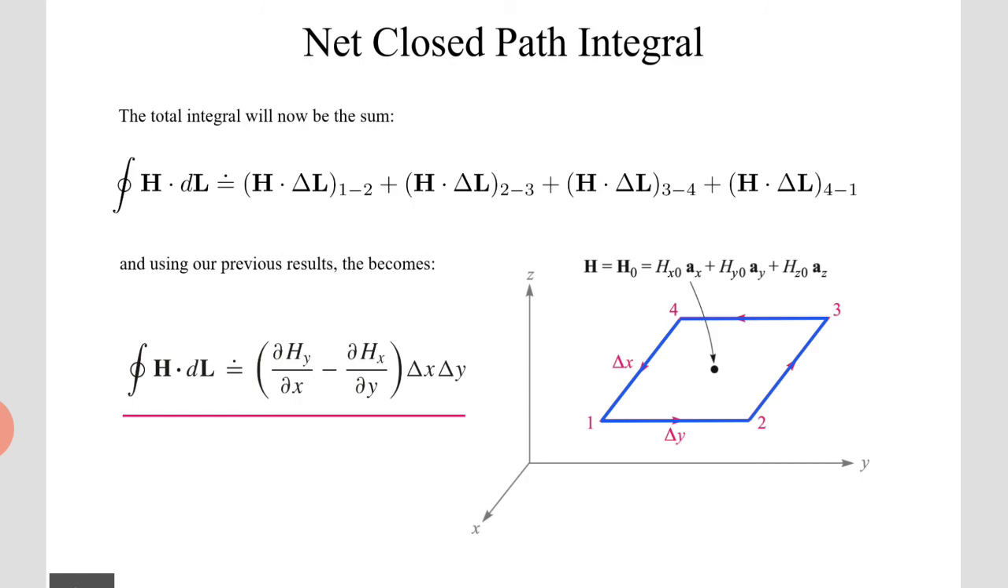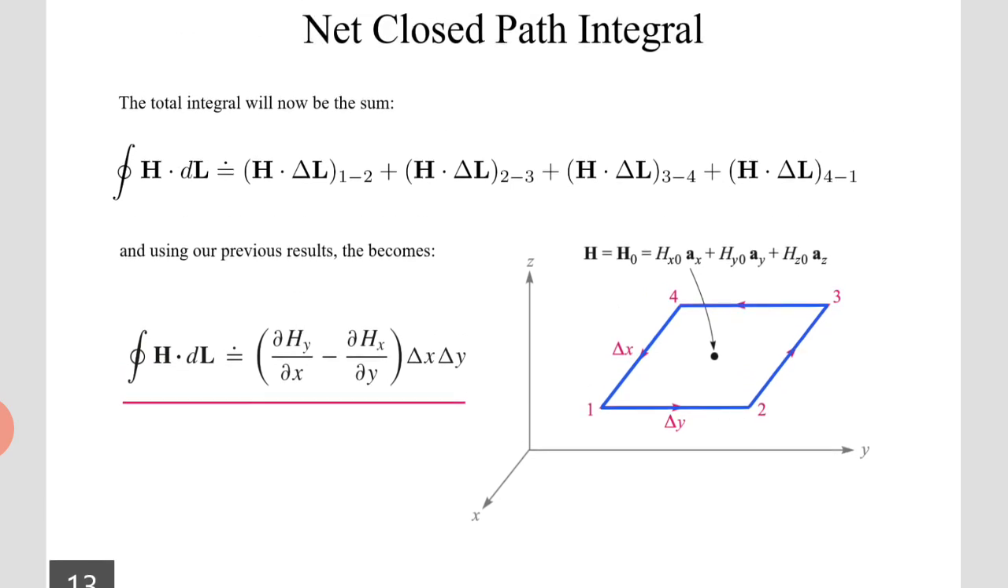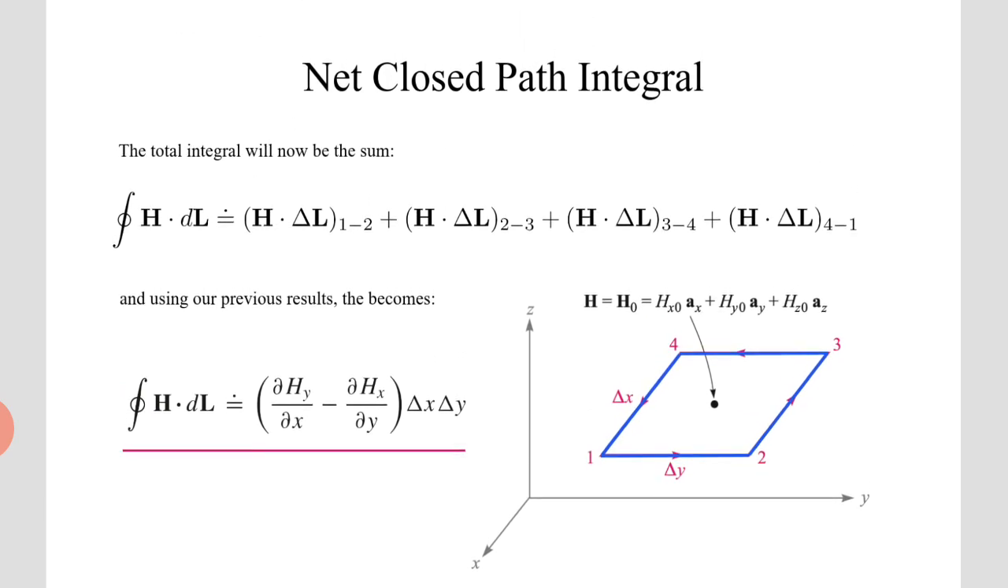So this gives the total integration over one complete closed path, along delta x and delta y. If you want to find the magnetic field along the small closed loop, you can use this equation. Thank you.